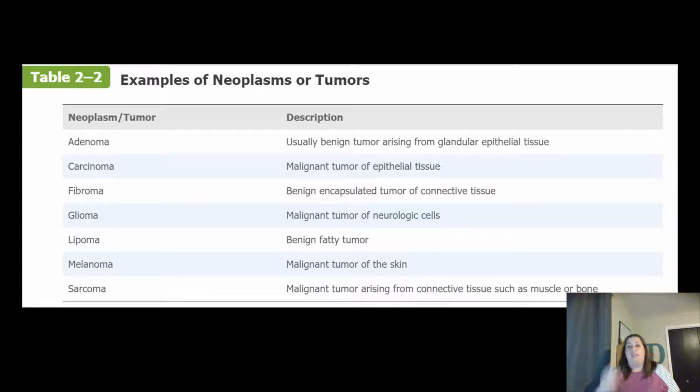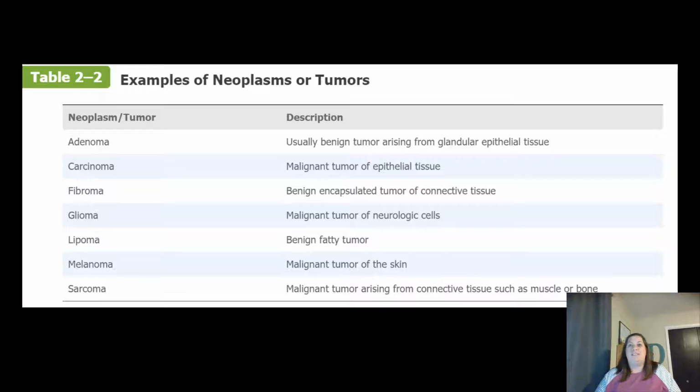Glioma is a malignant tumor in the brain. Okay, those are neurologic cells. A lipoma is a benign fatty tumor. Okay, so it's a fatty type of tumor, normally going to be more superficial in the skin. Melanoma is a malignant tumor of the skin. Melanoma is the skin cancer that is deadly. And then we have sarcoma, which is a malignant tumor arising from connective tissue like muscle or bone.